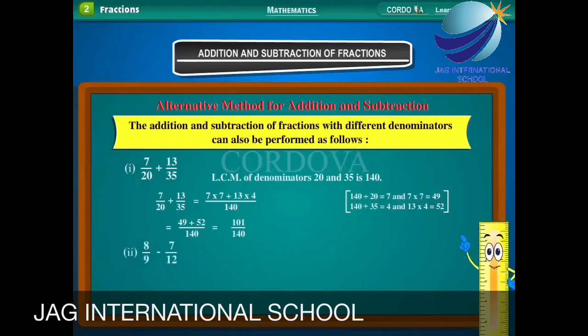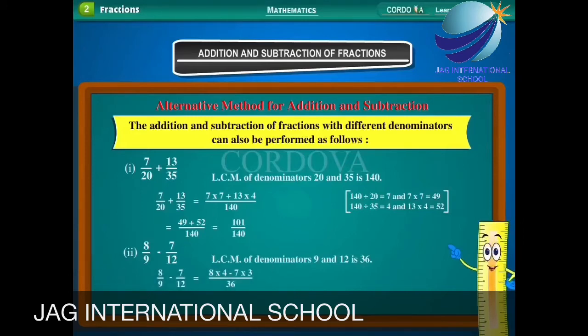8 upon 9 minus 7 upon 12. LCM of denominators 9 and 12 is 36. 8 upon 9 minus 7 upon 12 is equal to 8 into 4 minus 7 into 3 upon 36. 36 divided by 9 is equal to 4. 8 into 4 is equal to 32. 36 divided by 12 is equal to 3. 7 into 3 is equal to 21. This is equal to 32 minus 21 upon 36, which is equal to 11 upon 36.